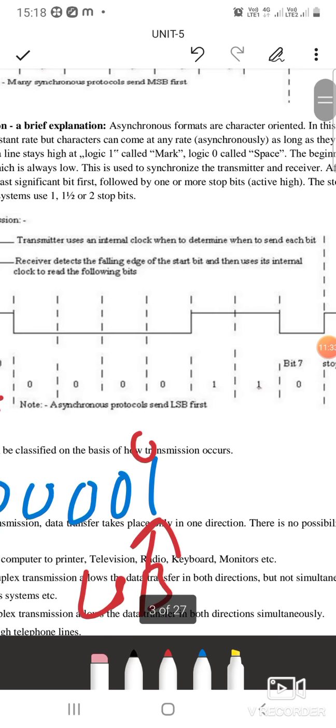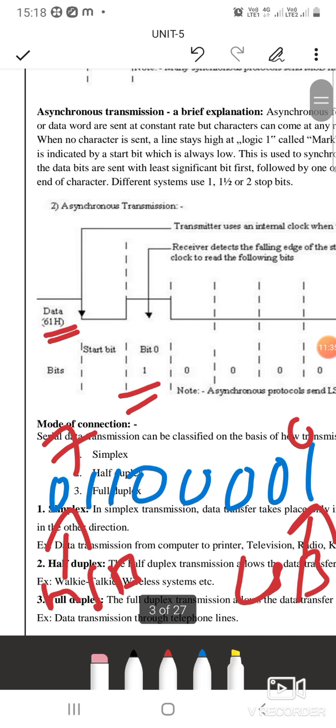Along with bit 0 to bit 7, you can see additional bits, called the start bit. The start bit is a 0 bit that is used to indicate the start of the data transfer. After the start bit, whatever the values are, that is the data. The receiver is going to extract that data.